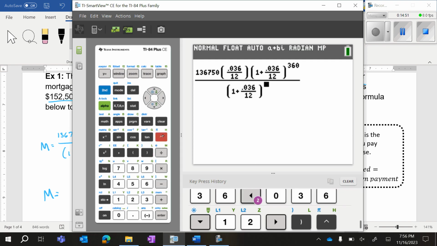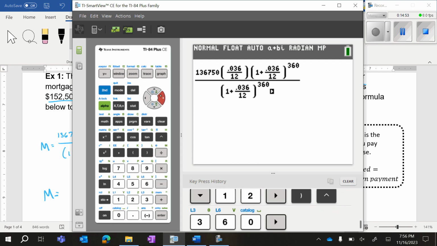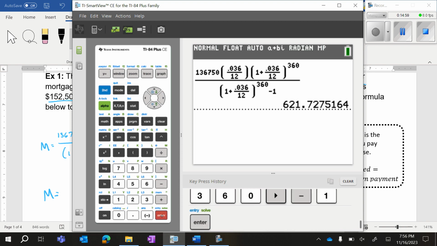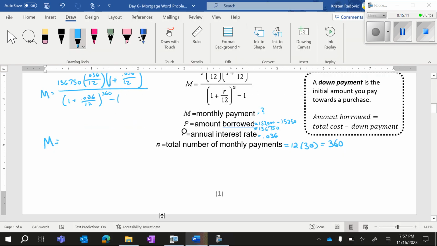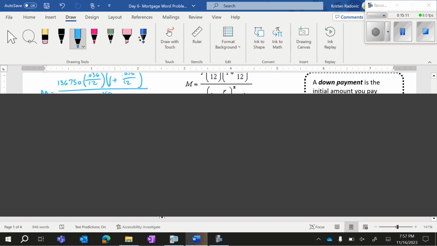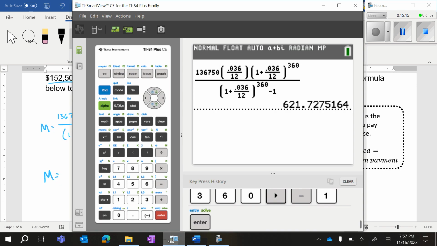$621.73. Remember, rounding to the nearest cent is 2 decimal places. Except it didn't ask you to round to the nearest cent, it asked you to round to the nearest dollar. So that would be $622. So this person is paying $622 per month. It's actually a pretty cheap mortgage. Mine is a lot more than that.